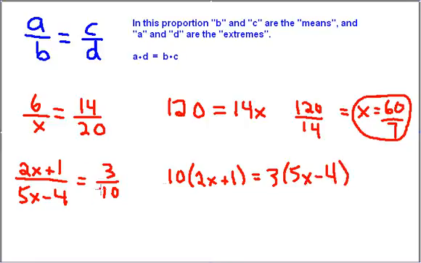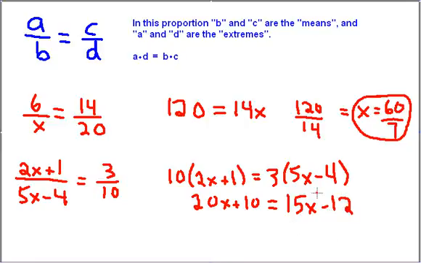2x plus 1 times 10, there's our 10 times the 2x plus 1, and then the 3 times the 5x minus 4, and that corresponds to this side over here. Now we just multiply it out and solve it using normal algebraic strategies. Let's go ahead and distribute this through. 2x times 10, 20x, plus 10 times 1 is 10. That's going to equal 3 times 5x, which is 15x, and 3 times minus 4 is minus 12.